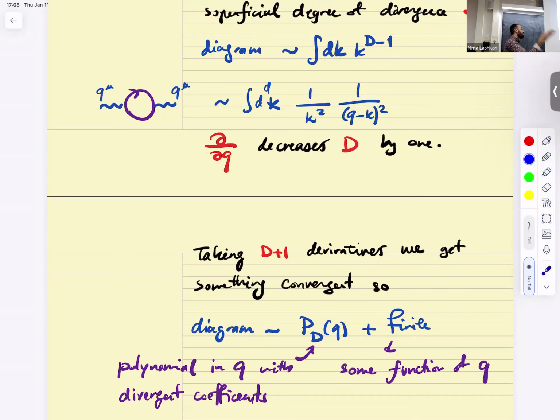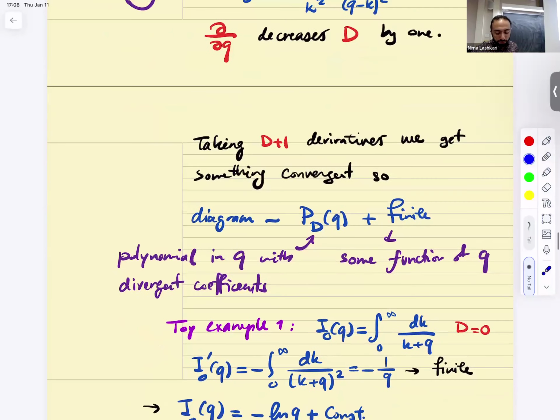Therefore, if you integrate back, the diagram you're dealing with is a polynomial in Q of degree D plus a finite piece in Q. So all the divergences are of the form of a polynomial in Q, could be captured in that way. This is the statement I'm just making. If you want to renormalize the theory, this polynomial is all that you care about. Because the whole point is to identify the divergences, right?